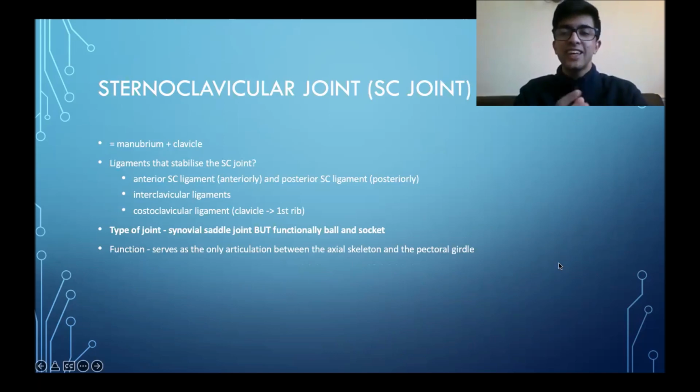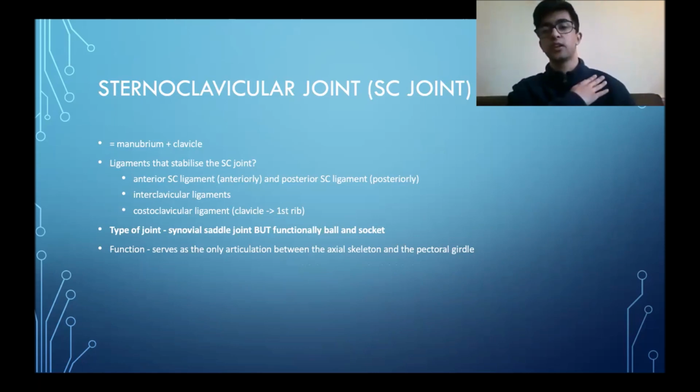Okay, so a key joint is the sternoclavicular joint. So break it down for yourself. Sternum, so the sternum's like here, right? And then you have the clavicle. So the sternoclavicular joint is the joint that connects the sternum and the clavicle. And it's the manubrium of the sternum.